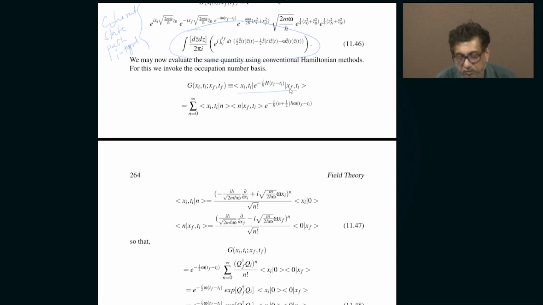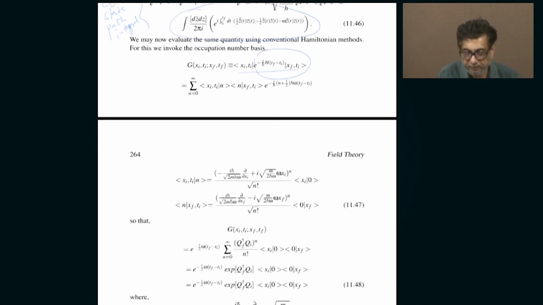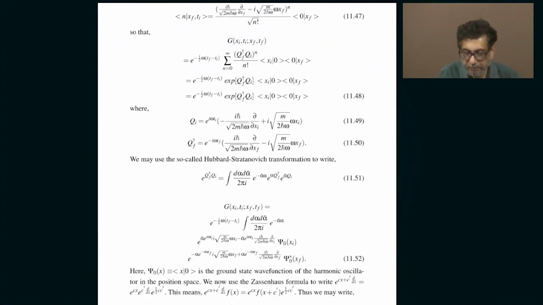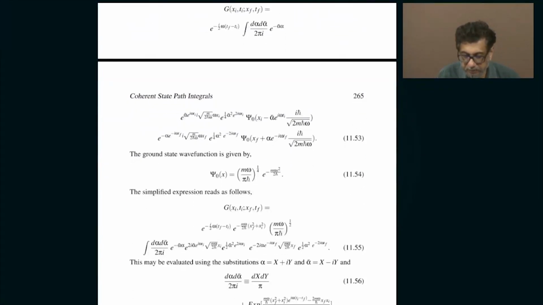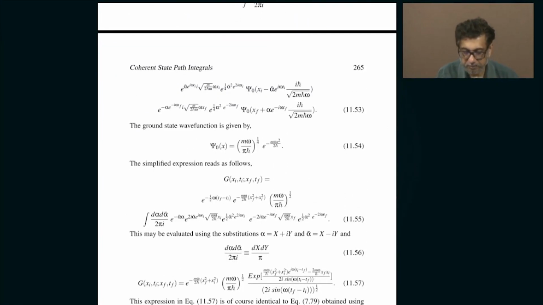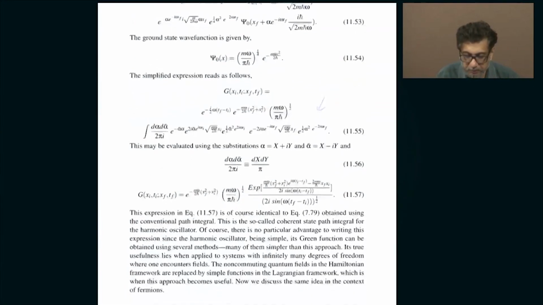Well, you can think of it as actually the Schrodinger picture, because you see, this is a state which evolves with time. So it has evolved from Ti to Tf. So you can go ahead and evaluate that. If you evaluate that, you will end up with this result. It's a little bit of tedious algebra.